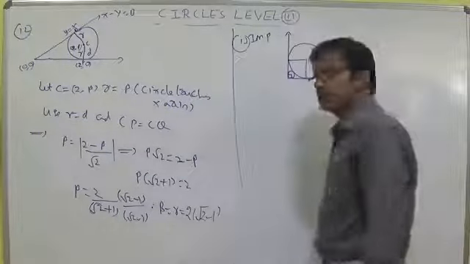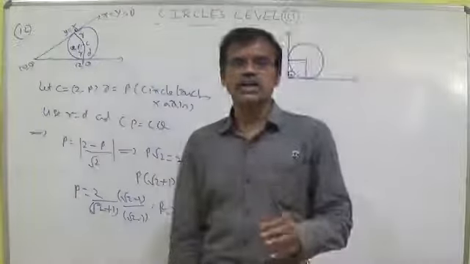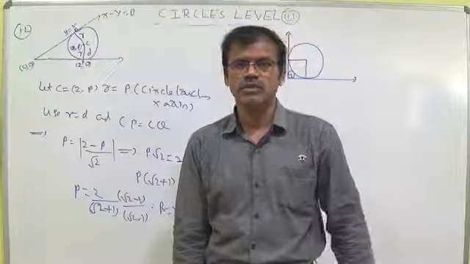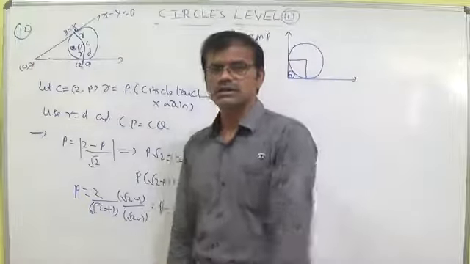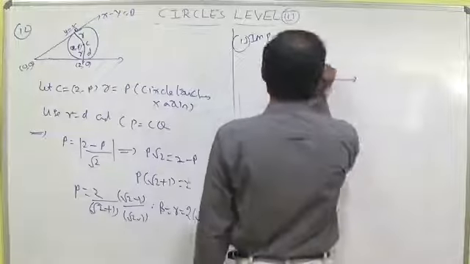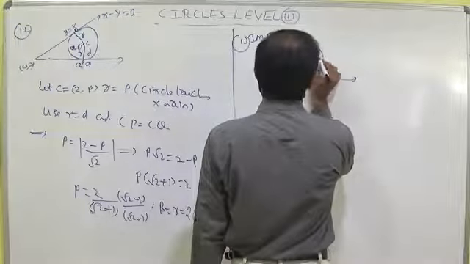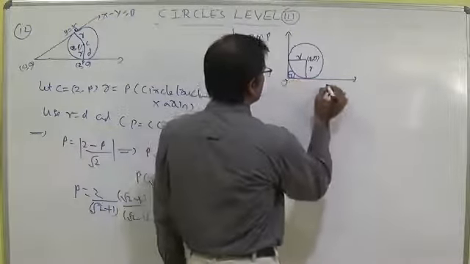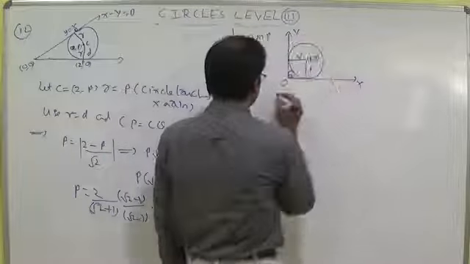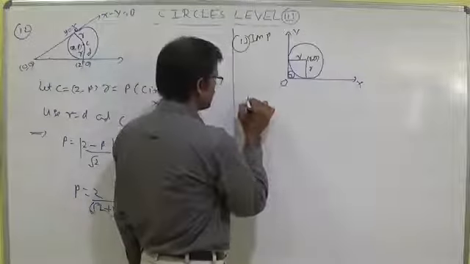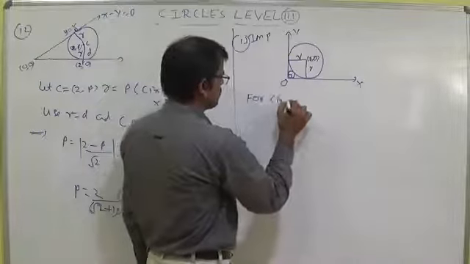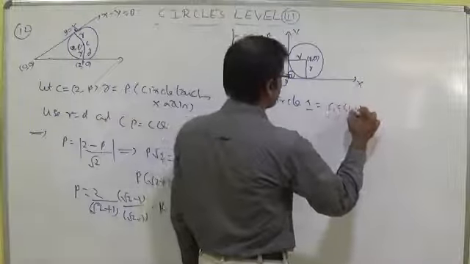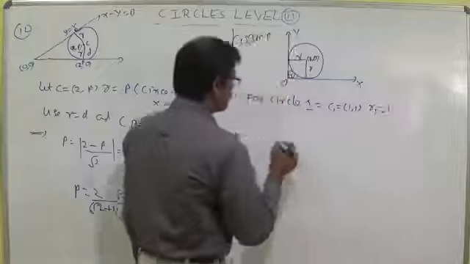Yesterday and the day before yesterday I said that if a circle touches both axes, then the center is (R, R) and the radius is R. Don't forget the formula: (x minus R) whole square plus (y minus R) whole square equal to R square if the circle touches both axes. Now you can put here the center of the second circle is (R, R). This is (1, 1) he has given. This is O. This is the x-axis. This is the y-axis. For circle 1, I am writing here C1 equal to (1, 1) and R1 equal to 1 unit radius.